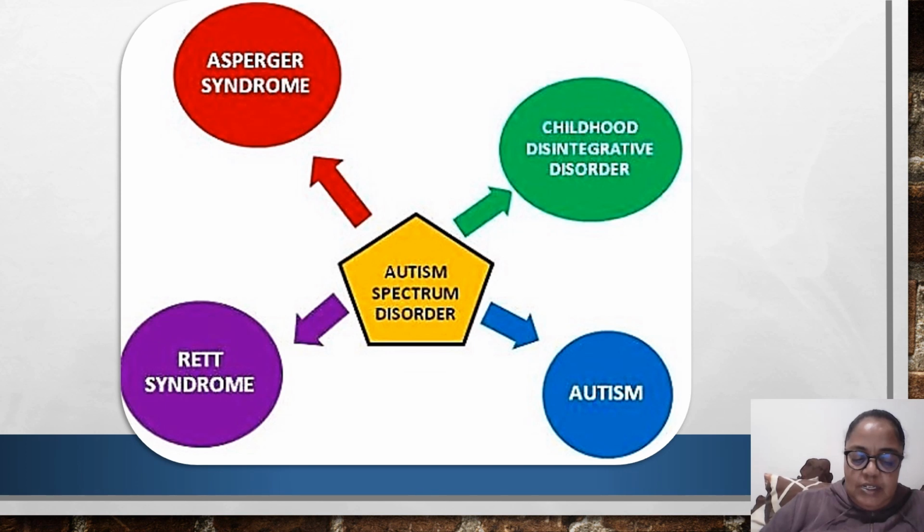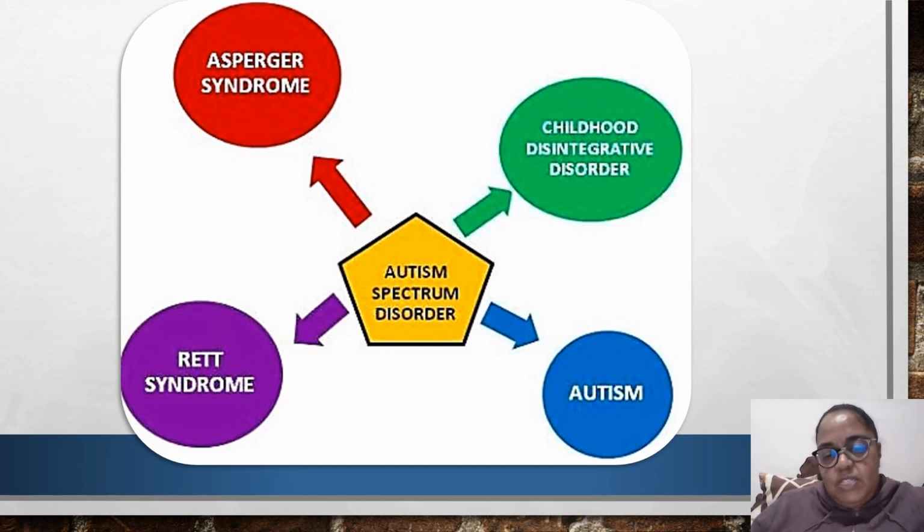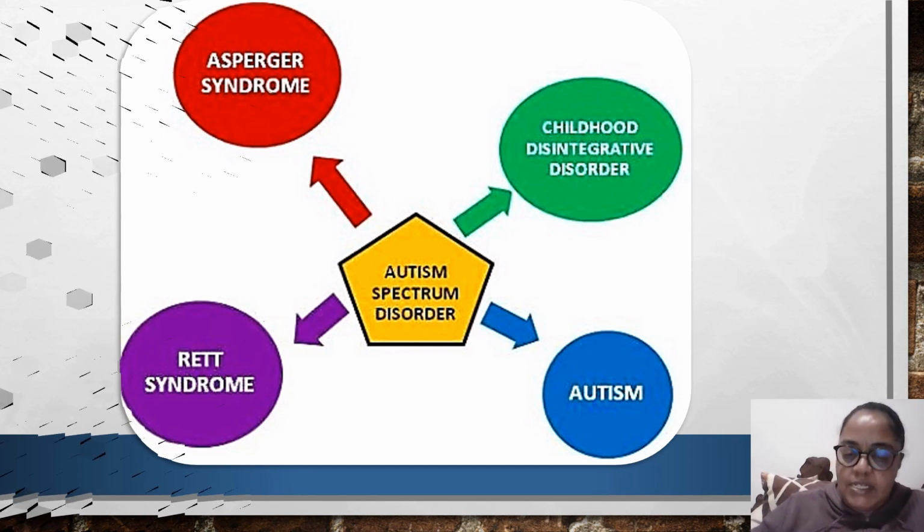Childhood disintegrative disorder, or CDD, is a rare condition that affects language and social function as well as motor skills. And Rett syndrome affects the brain and the brain's development. That is just an overview of what is on the spectrum, more or less.